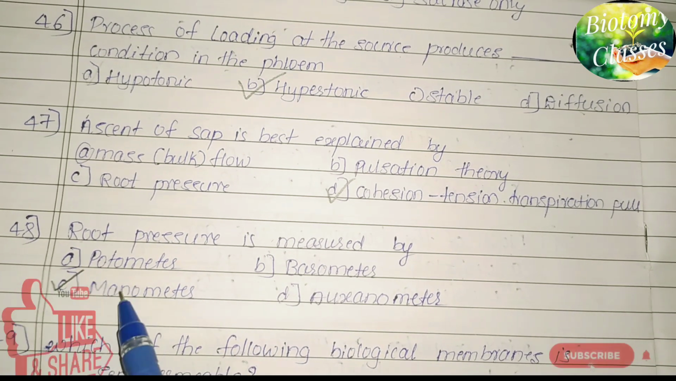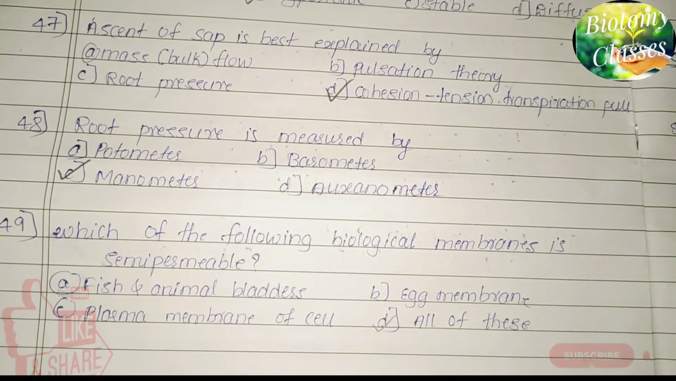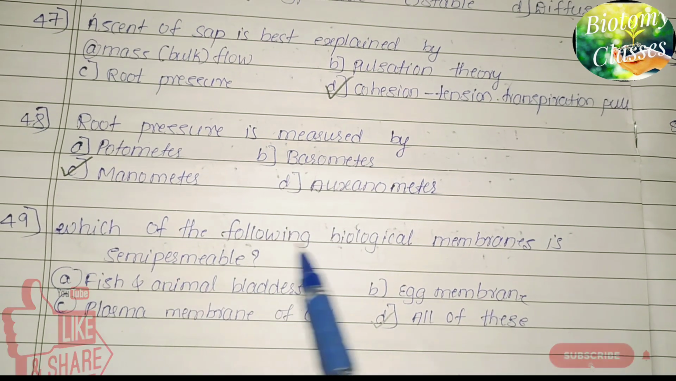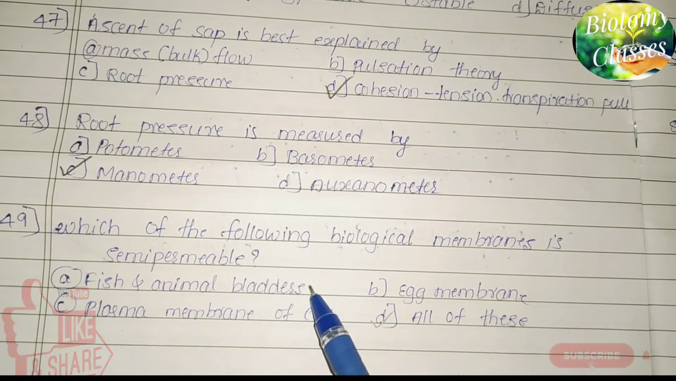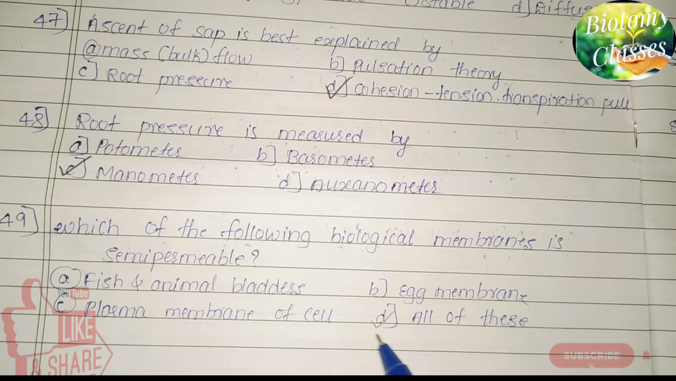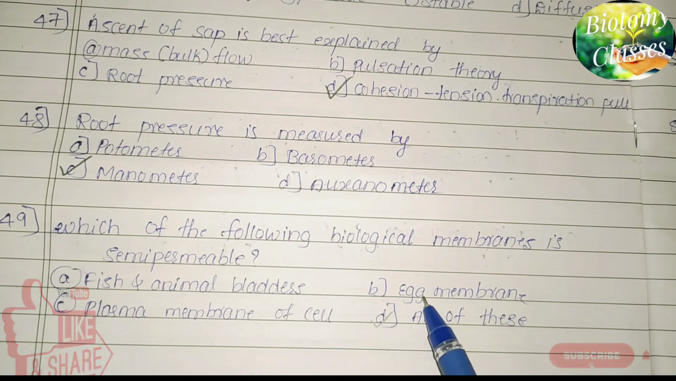Manometer. So C is the right answer. Which of the following biological membranes is semi-permeable? Means fish and animal bladders, egg membrane, and plasma membrane of cells. So all of these are semi-permeable membranes. So D is the right answer.